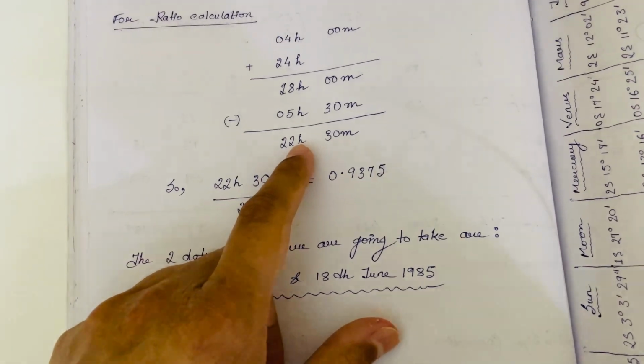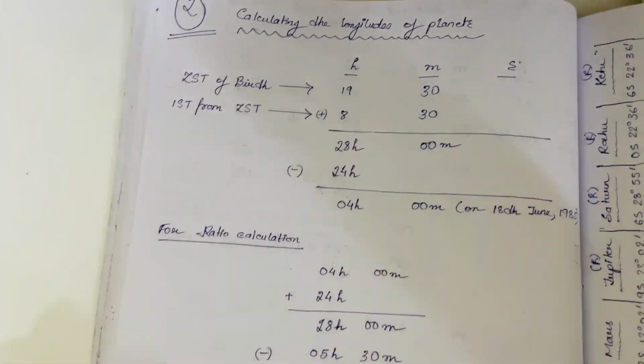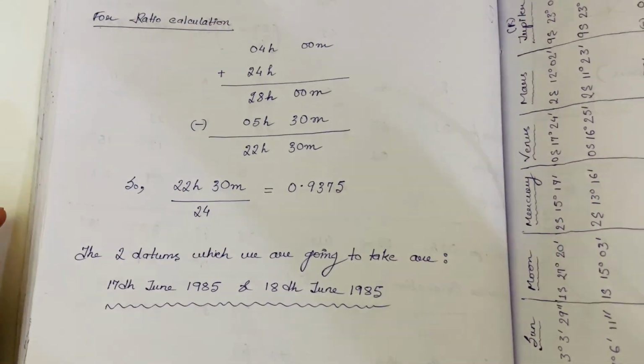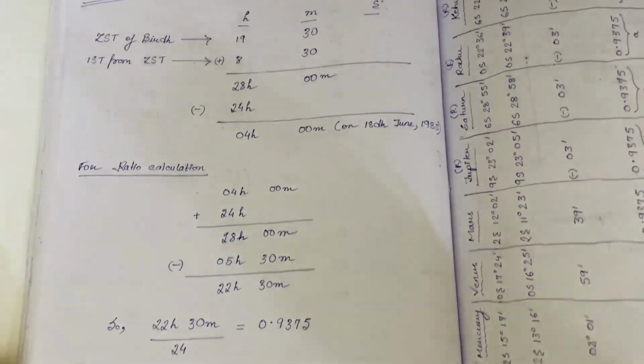In this situation, the numerator value becomes 22 hours 30 minutes. So all of these calculations, all of these steps should now be very clear to you. I have explained it in detail, step by step.